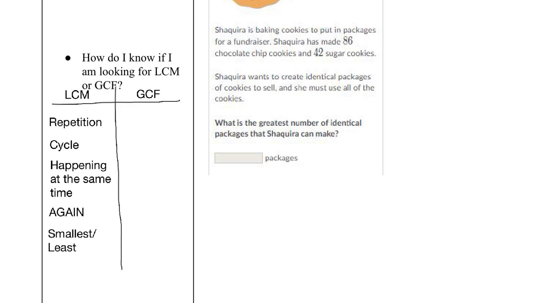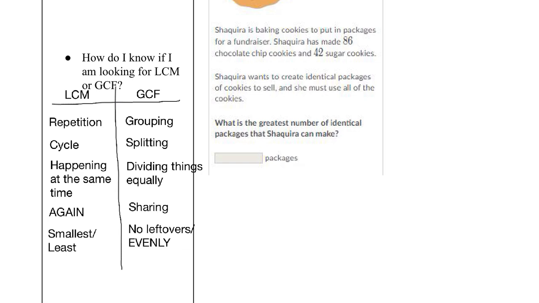You'll recall that GCF stands for greatest common factors. And remember, a factor is when we're dealing with division. So the keywords we're looking for are all going to deal with grouping things, splitting things. They'll talk about dividing things equally, sharing. You might see the keyword no leftovers or goes in evenly. And of course, the words greatest or largest.